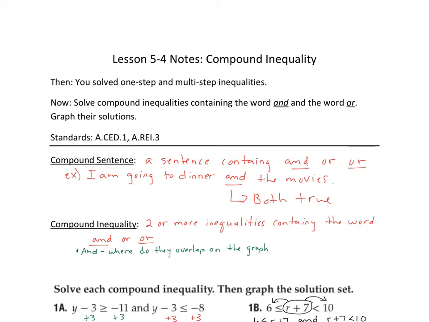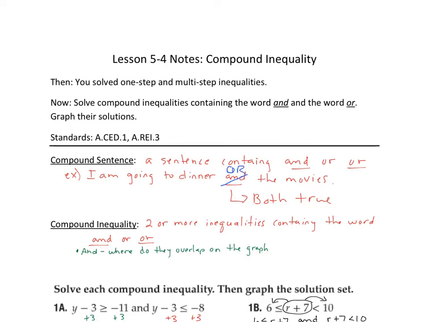Okay, so when we're looking at this particular example right here, and I understand that that's not going to be the same for all the classes, but just to give you an example, it says, I'm going to dinner and the movies. Now, when we talked about the word and, it meant it had to be true for both. And so if you recall, that's where it was overlapping because those numbers were true for both inequalities. What we're going to do today is take that word and out and stick the word or in its place.